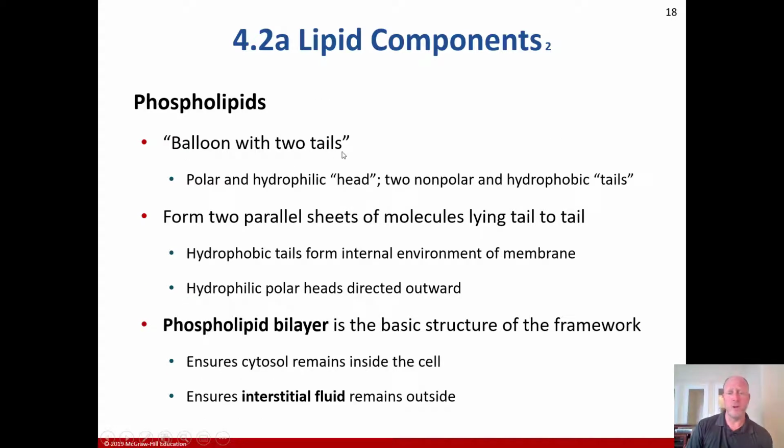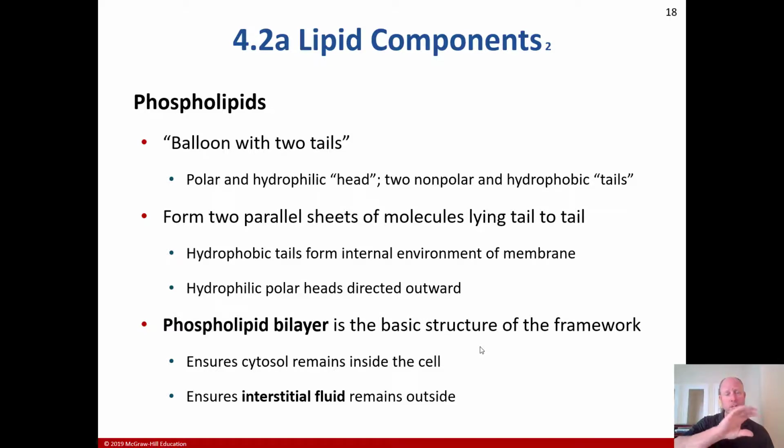Phospholipids are often called the balloon with two tails, right? All those tons of balloons with tails form the whole phospholipid bilayer. The hydrophilic head and the hydrophobic tails form two parallel sheets, the bilayer, with the polar heads outside and the non-polar tails in between. Something that might be able to pass through a polar barrier would have difficulty with the non-polar barrier, and something able to pass the non-polar barrier would have difficulty passing through the polar barrier.